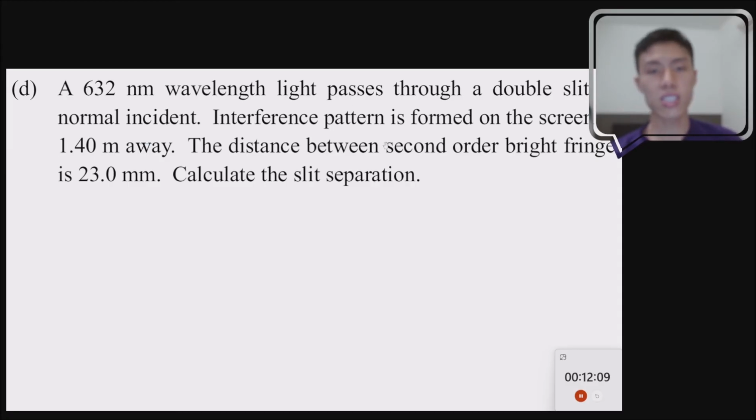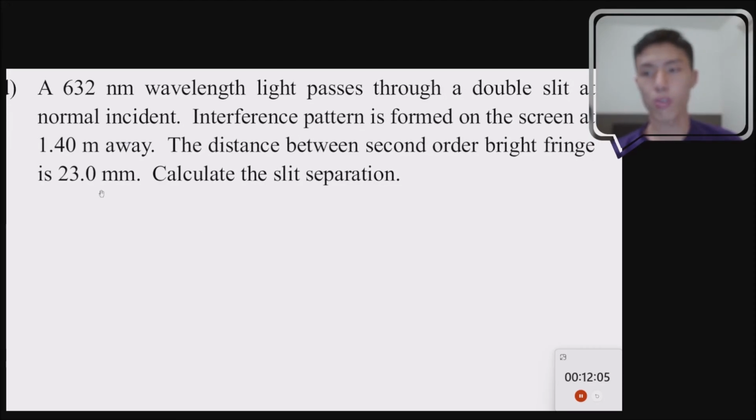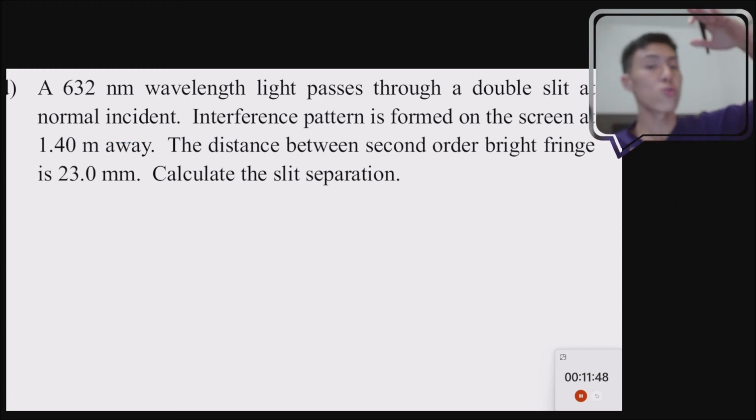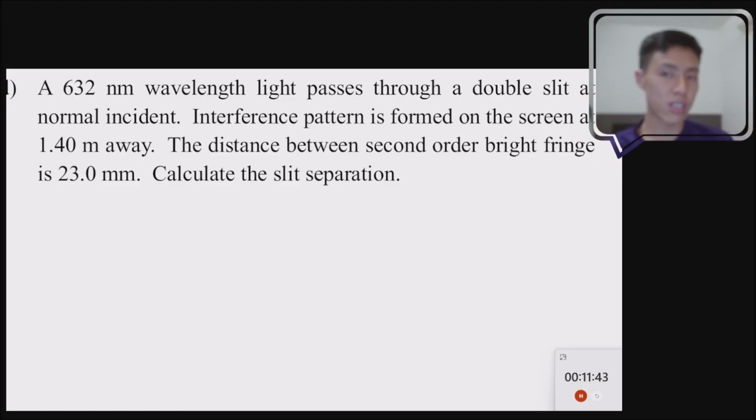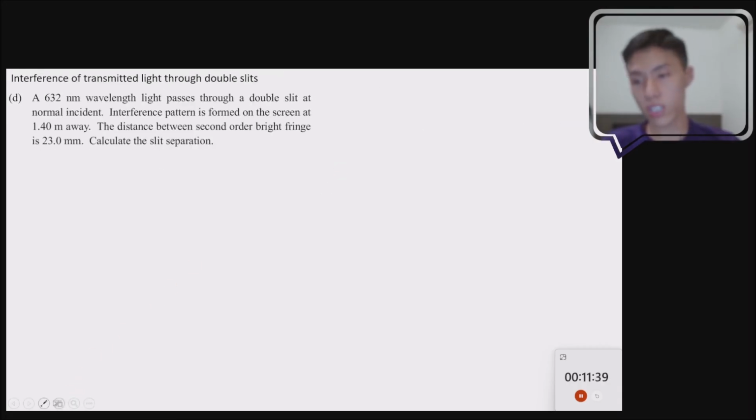And the distance between the second order bright fringe is 23.0 millimeter. So there are two second order bright fringes, right? One is at the upper half of the screen, one is at the lower half of the screen. So the two second order bright fringes, the distance between them is 23.0 millimeter.